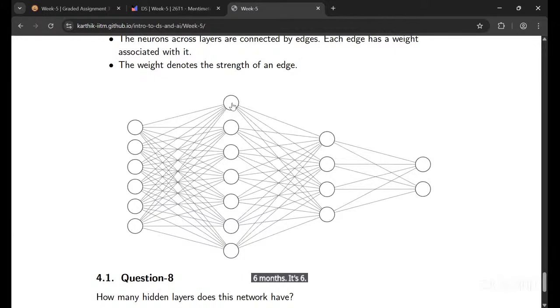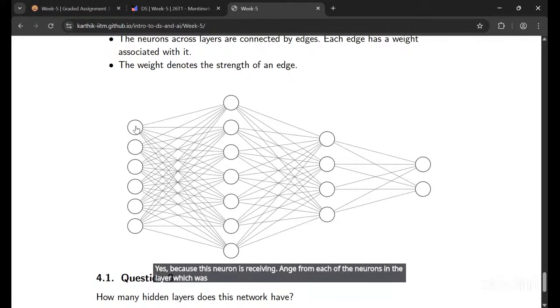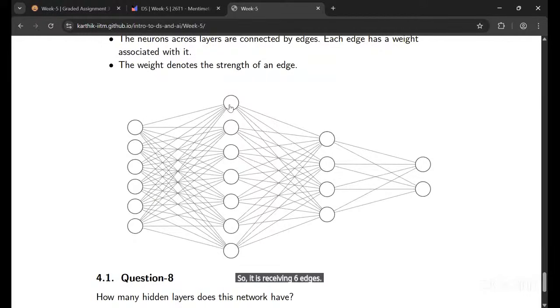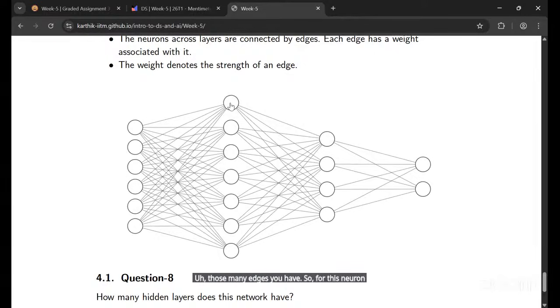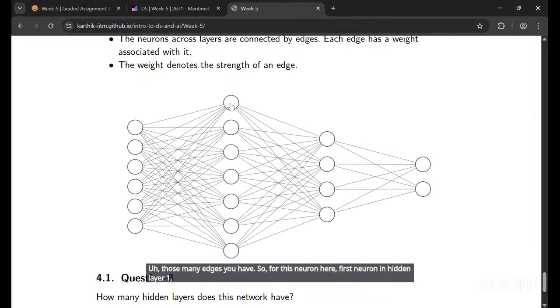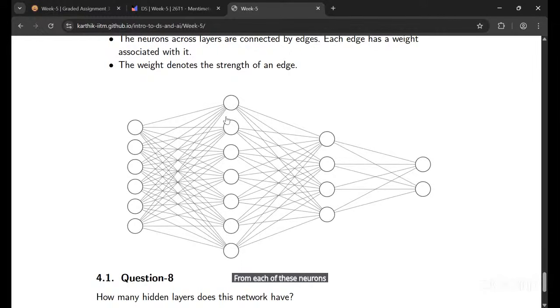Yes, it's 6, because this neuron is receiving an edge from each of the neurons in the layer which was preceding it. Now, in the preceding layer, there were 6 neurons. So it is receiving 6 edges. But when I was talking about the first neuron in the first layer, it had to go to the second layer, which had 7 neurons. So it needed 7 edges. It's basic logic. Depending on how many neurons are in the subsequent or the preceding layer, those many edges you have. So for this first neuron in hidden layer 1, you are receiving 1 edge from each of these neurons. So there are 6 incoming edges.